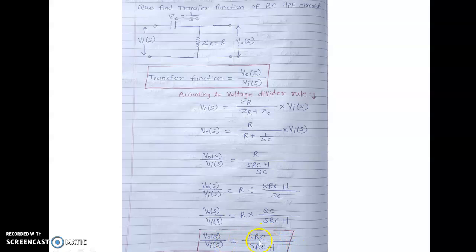We know that RC is a time constant, it can be any constant. So S upon S plus 1 is the transfer function of a high pass filter, and in case of a low pass filter, it is 1 upon S plus 1. RC may be any constant; RC is the time constant, the time taken by the capacitor to charge. So this is the transfer function of the RC high pass filter: SRC upon SRC plus 1.